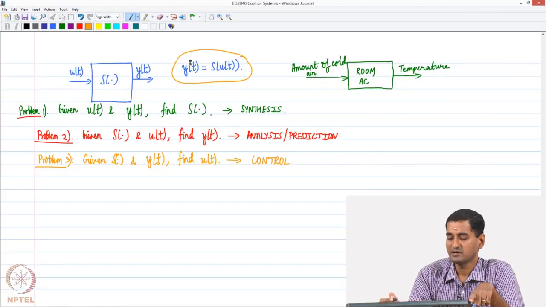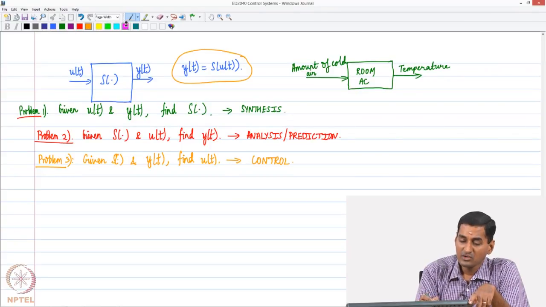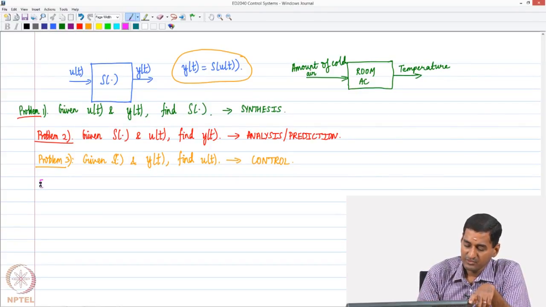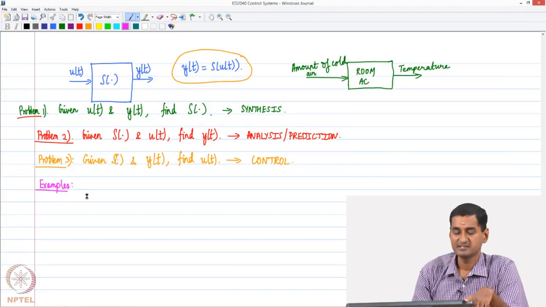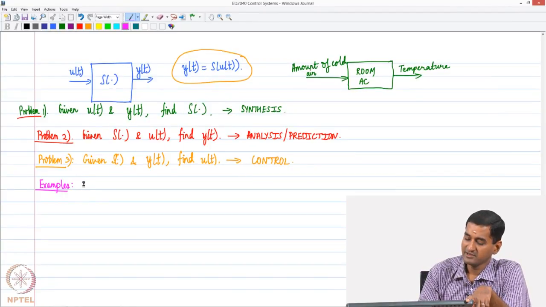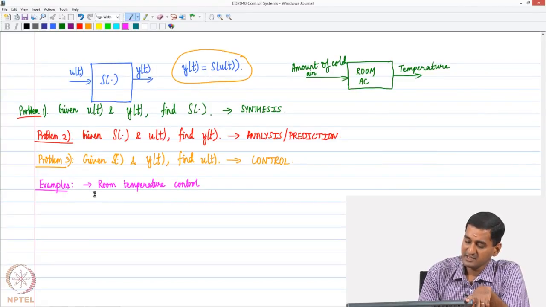So that is the problem of control. Okay, so what are a few examples of control that we can look at? We have already looked at room temperature control, so that's one example that we have discussed. We have also looked at an example where we want to control the motor speed of a motor.